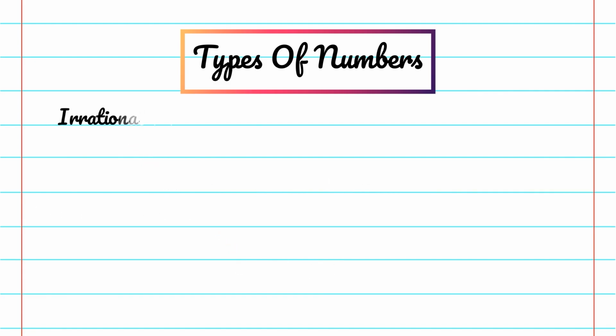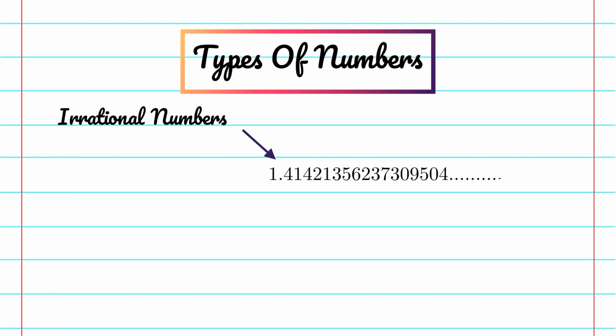Then we have irrational numbers. Now these are the numbers that cannot be written as simple fractions. Their decimal numbers go on forever without stopping or repeating any pattern. Examples of irrational numbers would be square root of 2 or pi. These are the most common examples of irrational numbers. They are unique because they don't follow a regular pattern. So you can say they are never-ending, non-repeating decimal numbers.